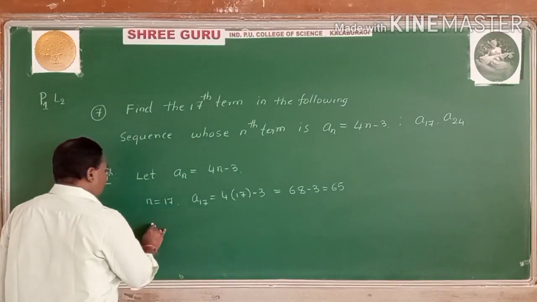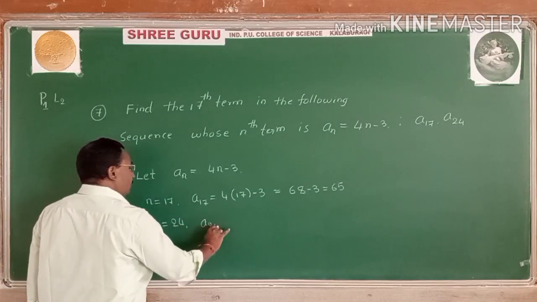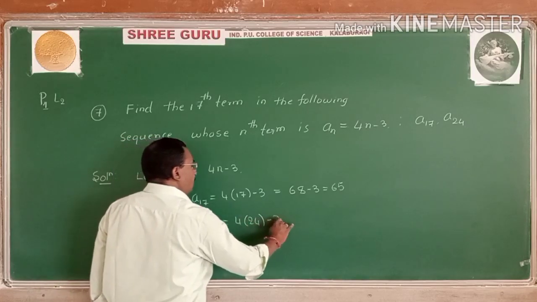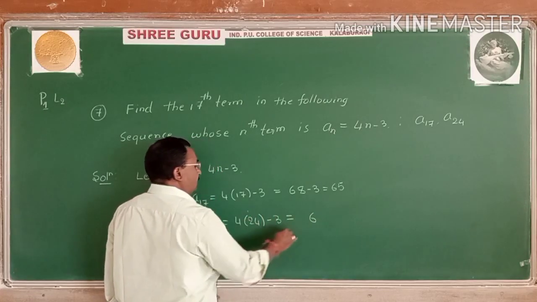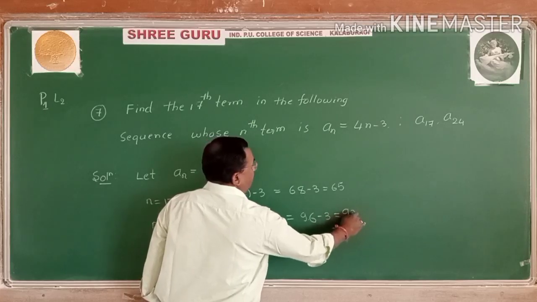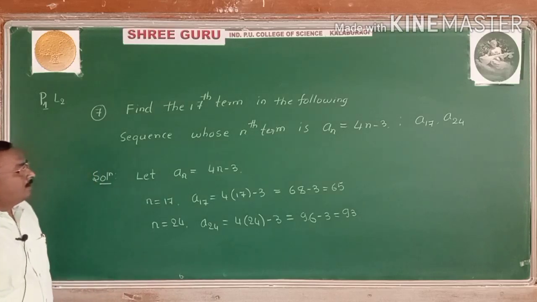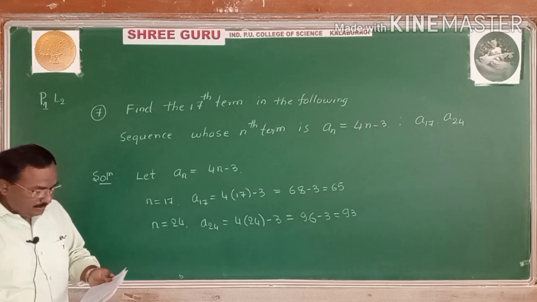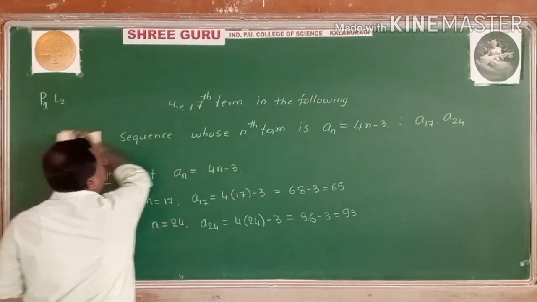Next, replace n with 24 for the second one. a24 is equal to 4 into 24 minus 3. 4 fours are 16, remaining 8, so 96 minus 3 is equal to 93. So the two values are 65 and 93. Next, example number 8.